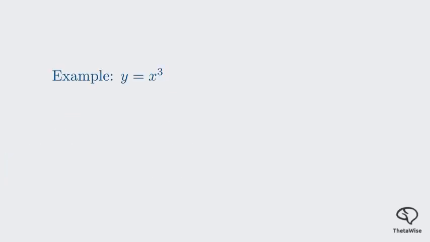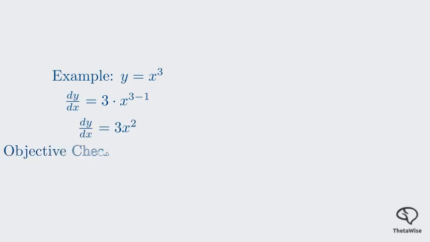Let's try a basic one. If y equals x cubed, our a value is technically 1, and our n value is 3. Following the rule, we bring the 3 down to the front. Then, we subtract 1 from the power, leaving us with 3x squared. We have successfully applied the power rule to a basic function. Now let's see how this works when the coefficient is a fraction, or a larger integer.